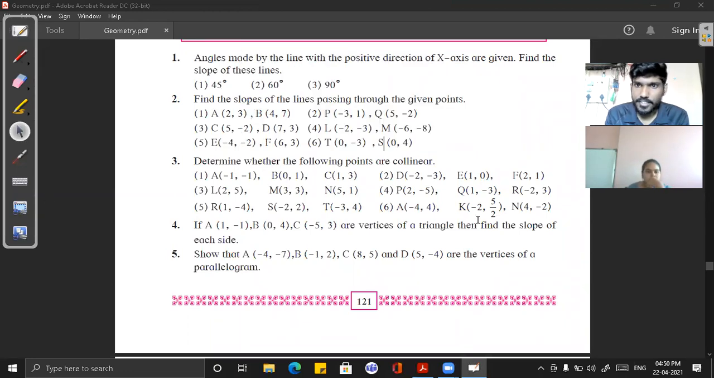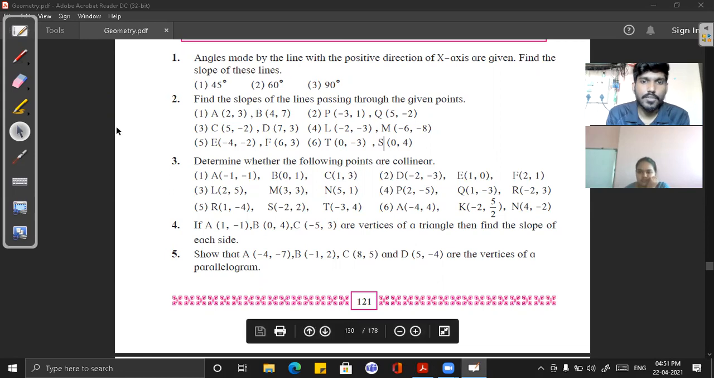Okay, you'll be able to do the 6th one, right? There is just one fraction in it. Okay, so we'll do the 4th one.